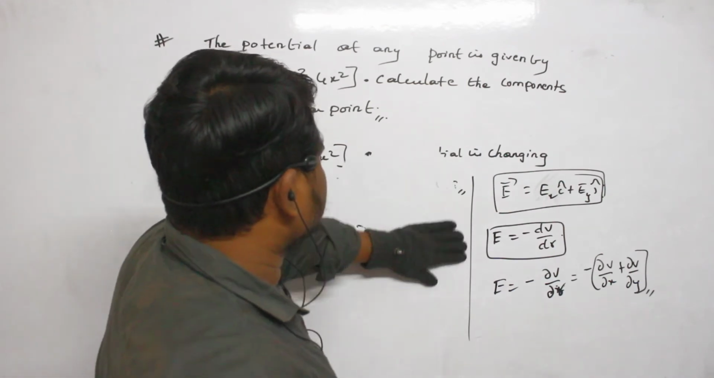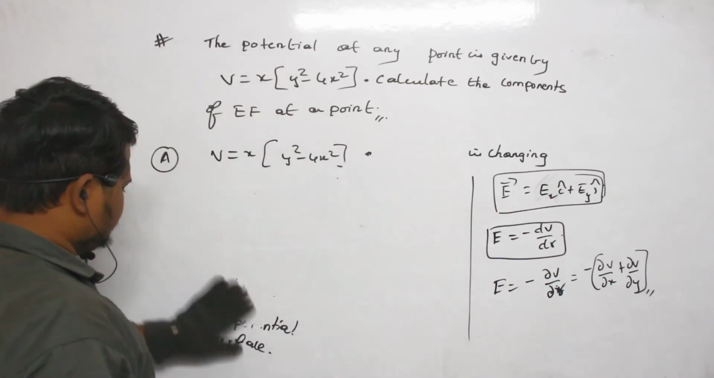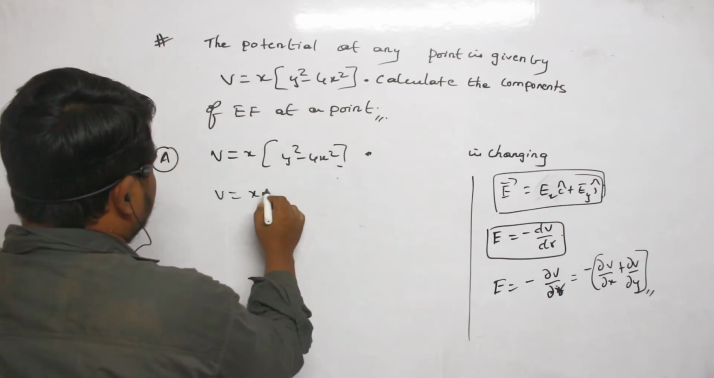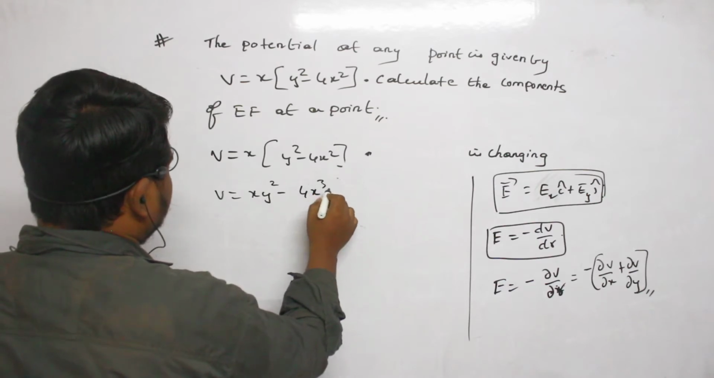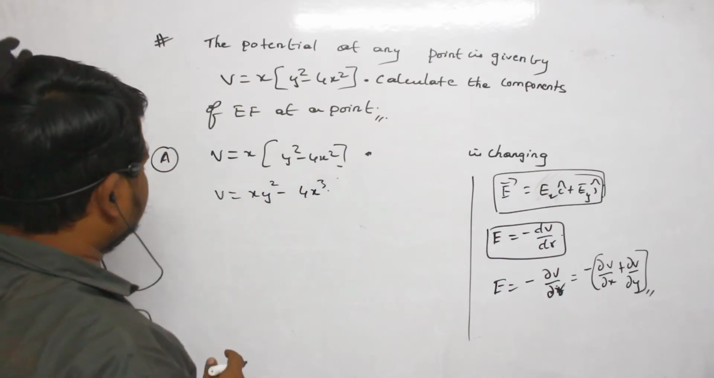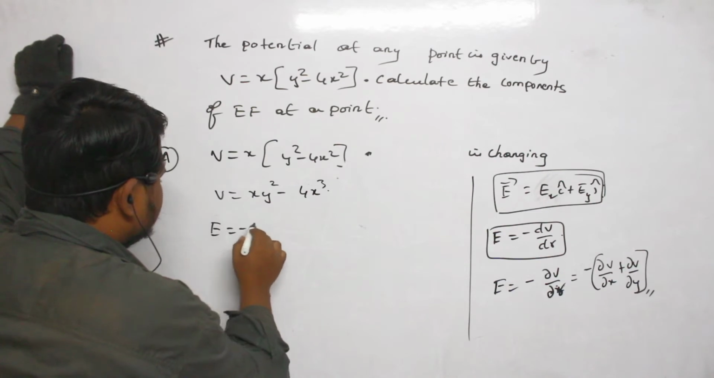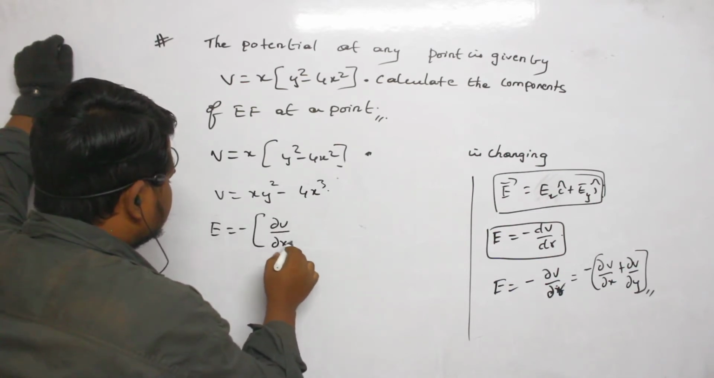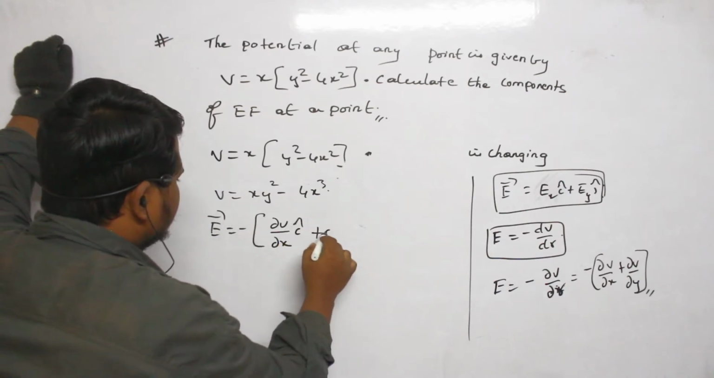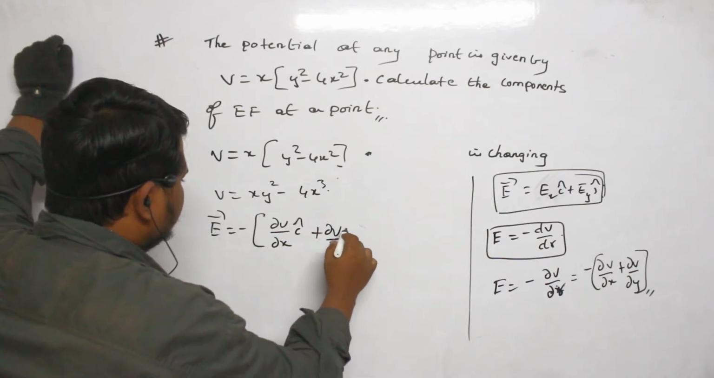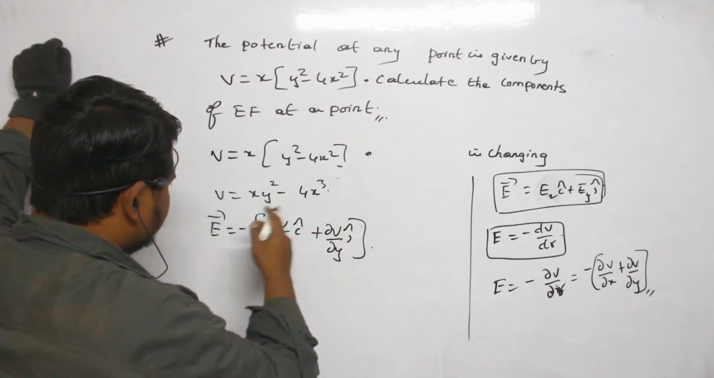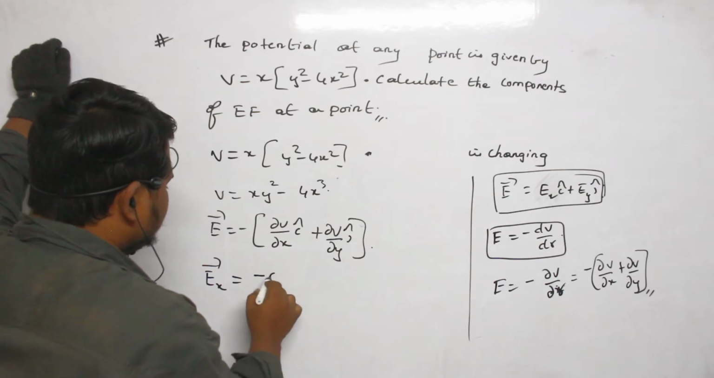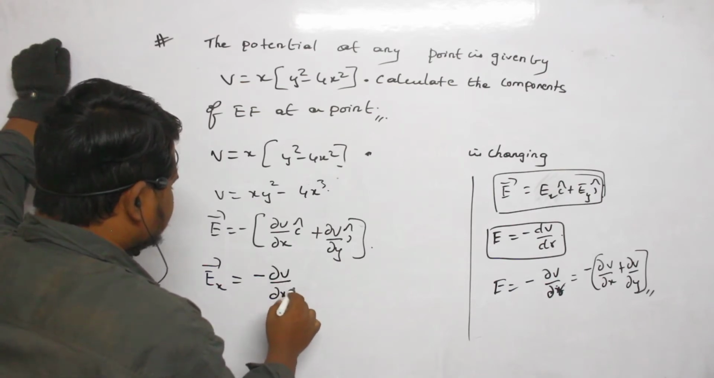So therefore, this V, how can I write? I can write V is equal to xy square minus 4x cube. This is how I can write now. So therefore, E is equal to minus of dou V divided by dou x i cap plus dou V divided by dou y j cap. So first of all, I will calculate Ex. What is Ex? Minus dou V divided by dou x i cap.